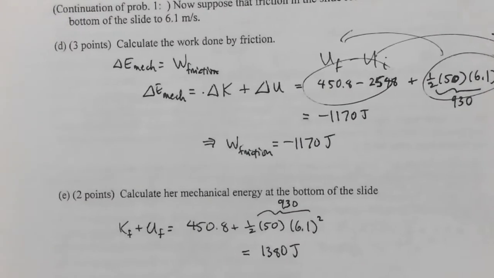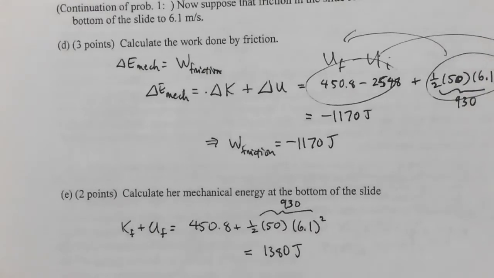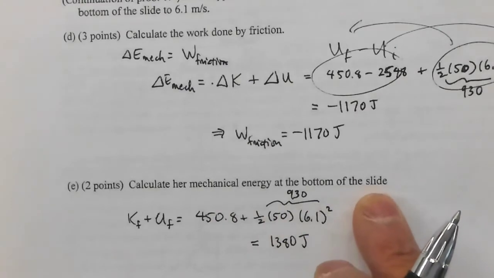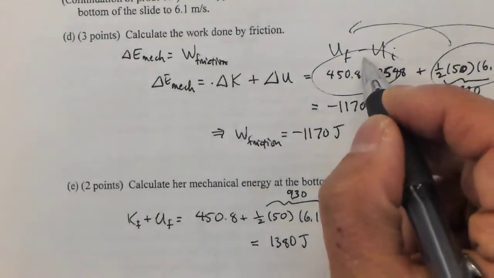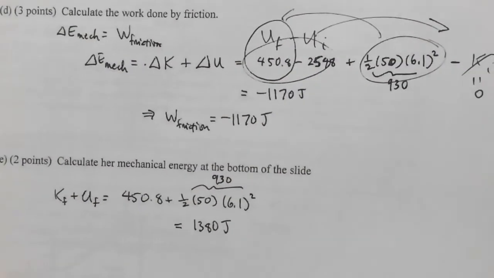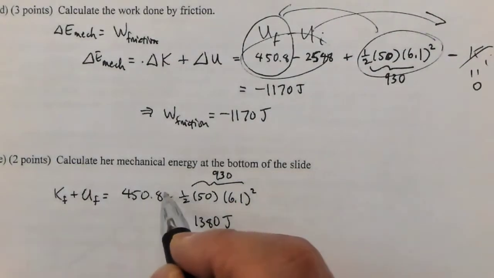Questions about that? And then the last part was just to calculate her mechanical energy at the bottom of the slide. So her potential energy at the bottom of the slide was 450.8.